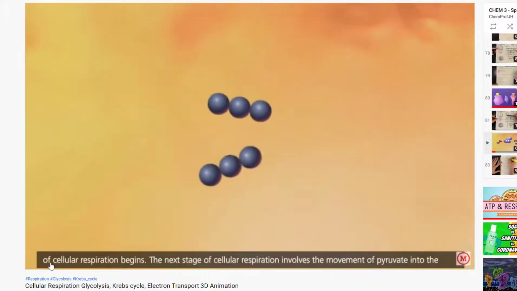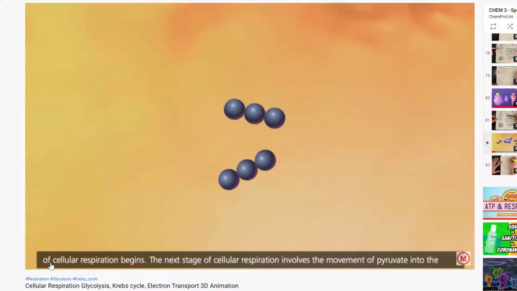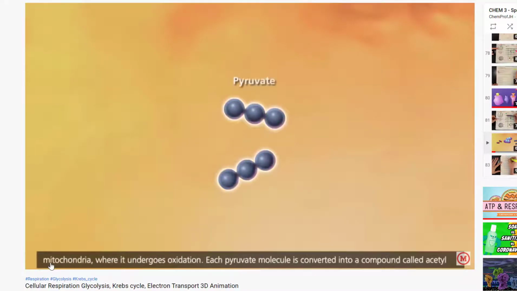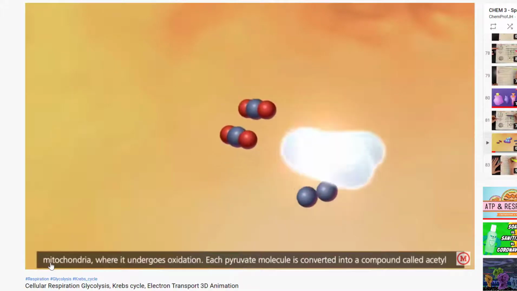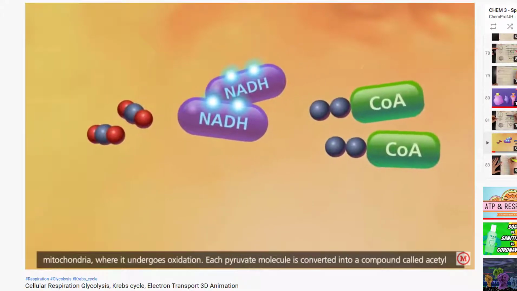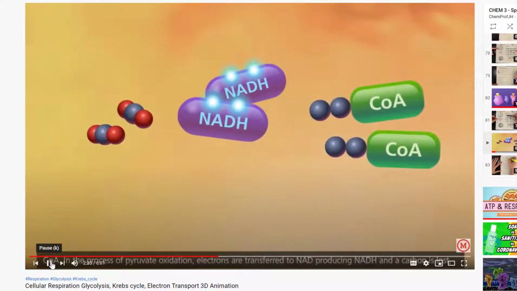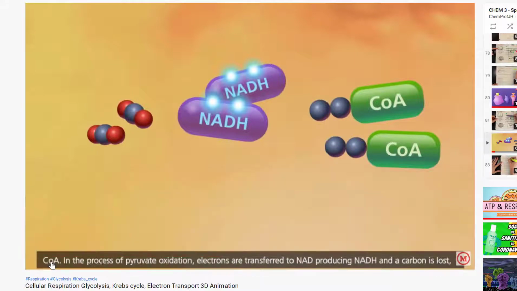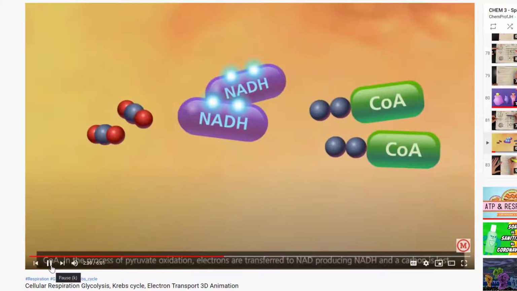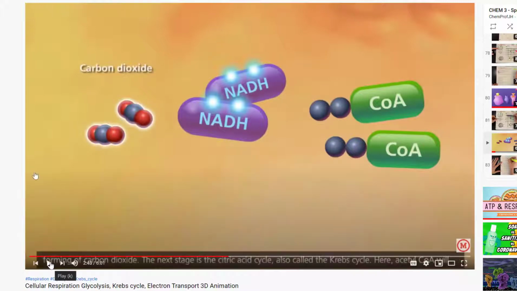The next stage of cellular respiration involves the movement of pyruvate into the mitochondria, where it undergoes oxidation. Each pyruvate molecule is converted into a compound called acetyl-CoA. In the process of pyruvate oxidation, electrons are transferred to NAD, producing NADH, and a carbon is lost, forming carbon dioxide. So remember we had 2 3-carbon pyruvates initially, and now the 3-carbon pyruvates are down to 2-carbon acetyl groups.